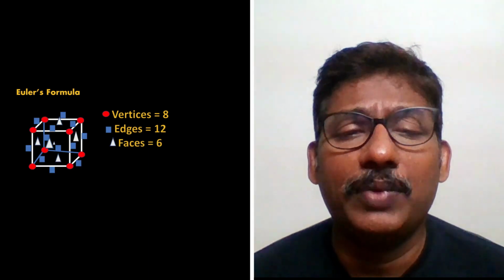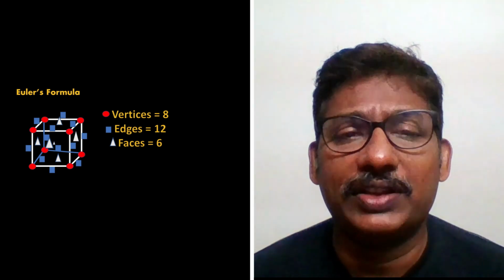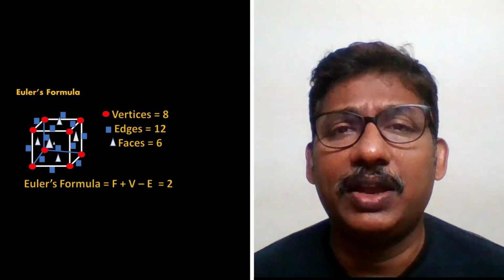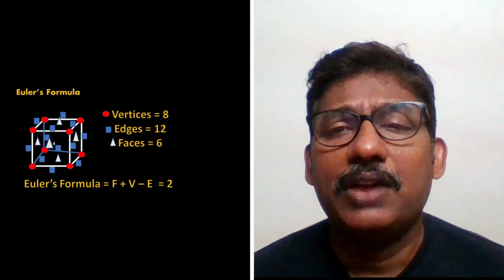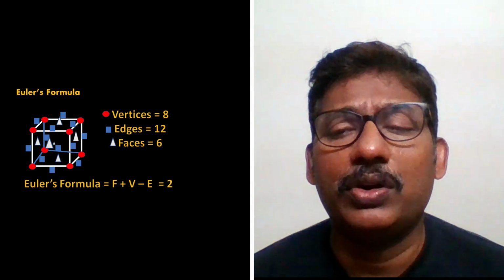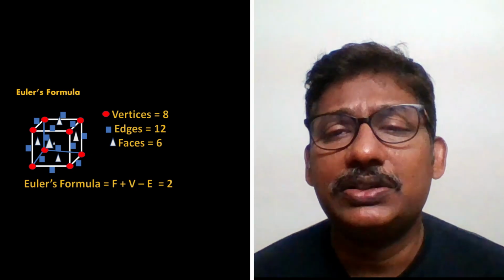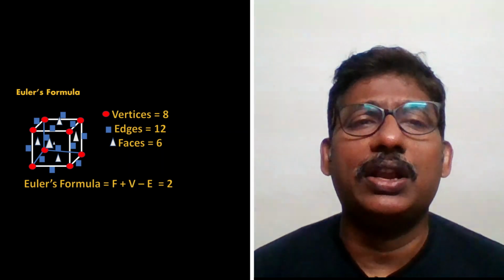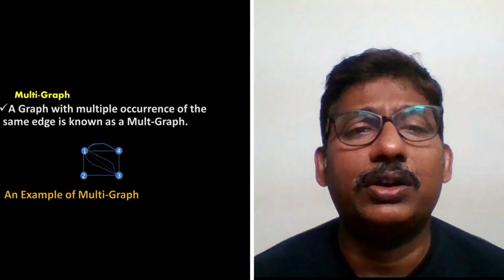Euler's formula is based on these vertices, edges and faces. So Euler's formula is F plus V minus E equal to 2. Here F equals 6, V equals 8, E equals 12. So 8 plus 6 minus 12 equals 2. So according to Euler's formula, we got 2 as the result.